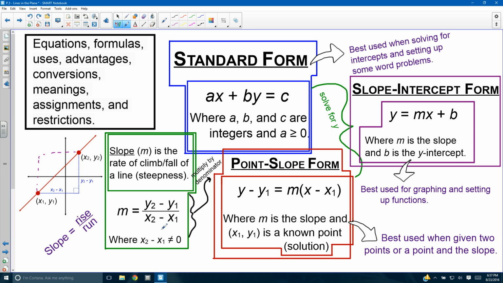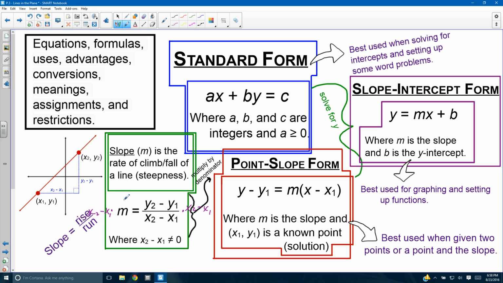x2 minus x1 could not possibly be 0, otherwise you'd be dividing by 0. That is why vertical lines have an undefined slope, because you'd be rising infinitely, or just some amount, but you'd be running 0. A slope of 0, however, is with no rise, and that's possible to have. Okay, now what does this have to do with point slope form? Because take a look at this, the equation right here. What if you multiplied both sides by x2 minus x1?